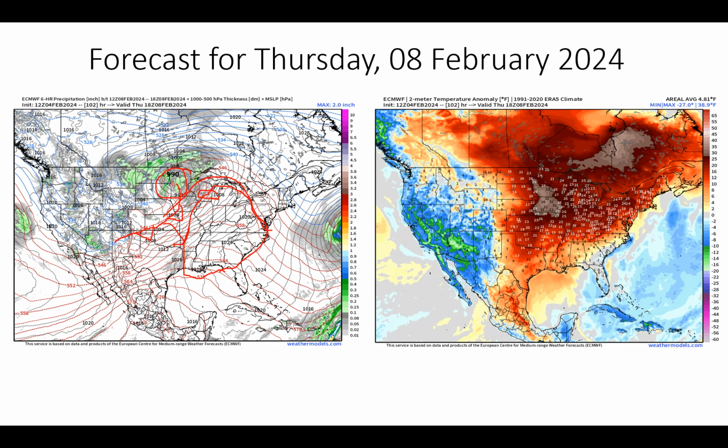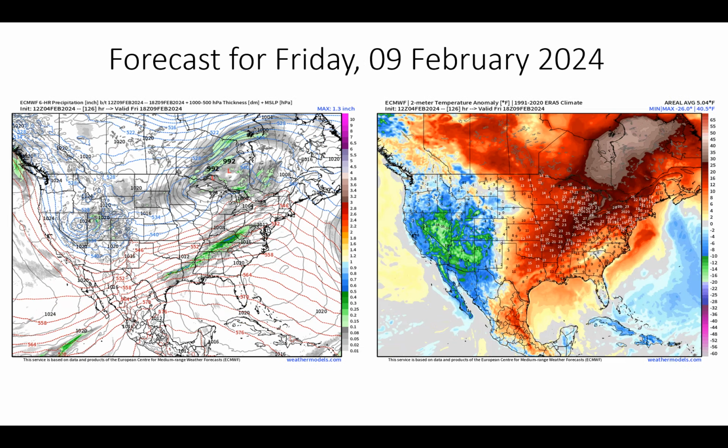The coolest readings, look over here on the right, are going to be generally here across the western United States in the blue and the green coloring. But again, 30 to 35 degrees Fahrenheit above normal across Iowa by the time we get to Thursday, the 8th of February, 2024. Just unreal.